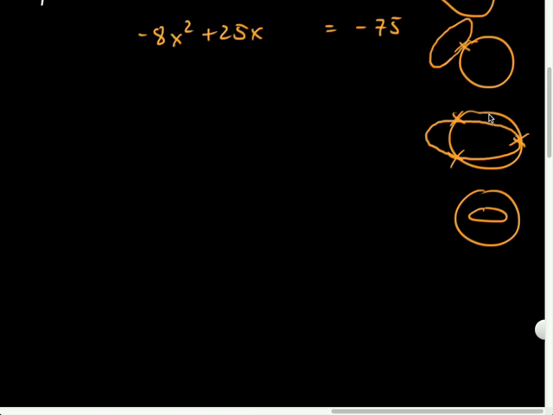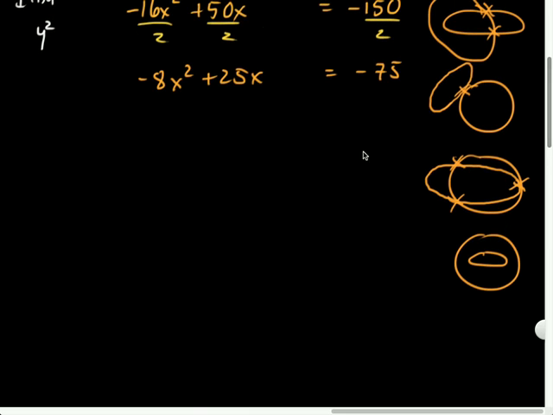So, looking at these, we've been masters of completing the square lately. I'm going to complete the square. That's what I feel like doing. So in order to do that, I'm not going to take out the GCF. I'm going to take out the leading coefficient of these two. So I'm going to factor out a negative 8.